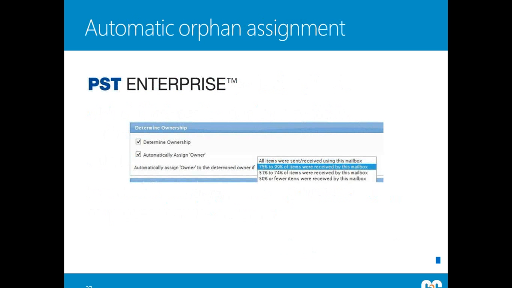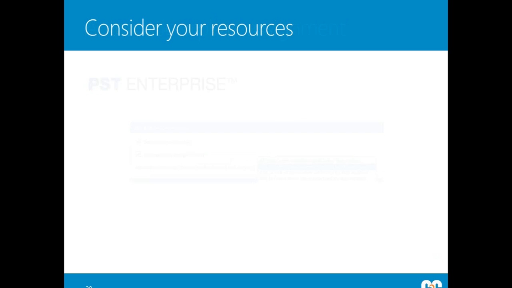This is the PST Enterprise screen showing orphan assignment, and it's very flexible. You can set a threshold in case you want the identification to be fully automatic, or you want the system to flag only the significant outliers. Note that this relies on identifying the mailbox, not the sender, because the two aren't always synonymous. Senders have multiple mailboxes. So this will go one level deeper.